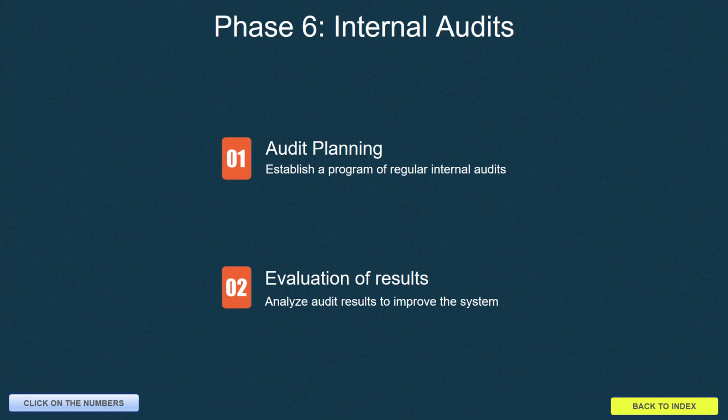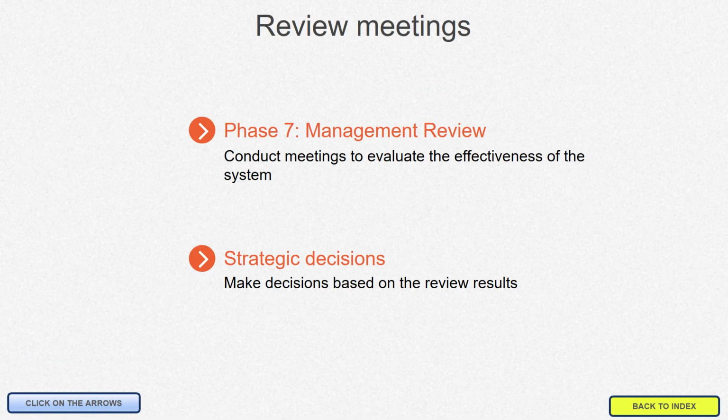Regular internal audits are fundamental. Establish an audit program and analyze results to identify opportunities for improvement and ensure your quality system remains robust. Management review meetings are conducted to evaluate the effectiveness of your system. Use these sessions to make strategic decisions based on the review results.